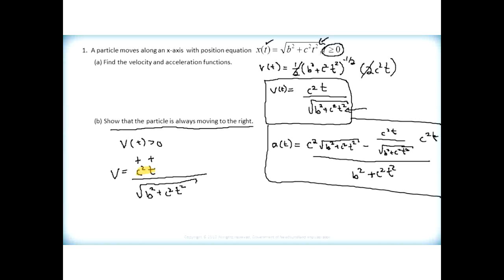And then in the denominator, I have to take the square root of b squared plus c squared times t squared. And all of these things are squared, so they're all going to be positive. And of course, this is a principal square root, so it's only a positive square root, no negative there. So that means I've got all positive stuff over all positive stuff, which means that my velocity function is indeed always going to be positive, and therefore we're always moving to the right. So not a whole lot to that.